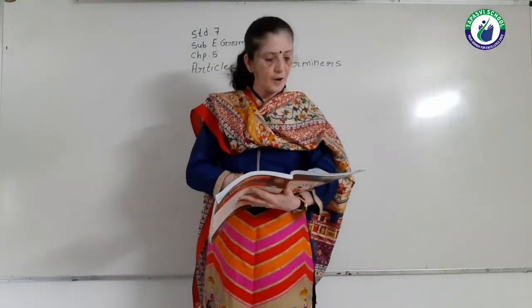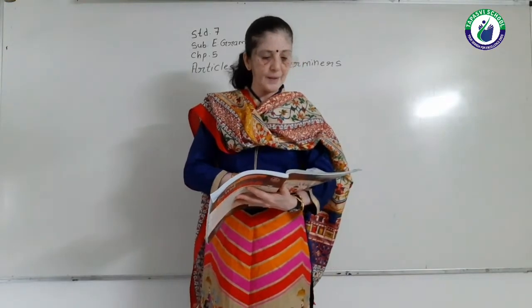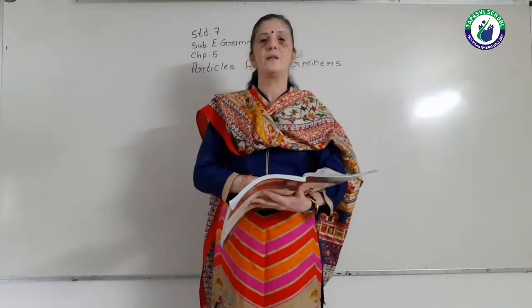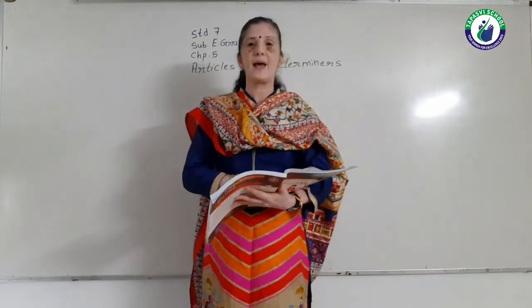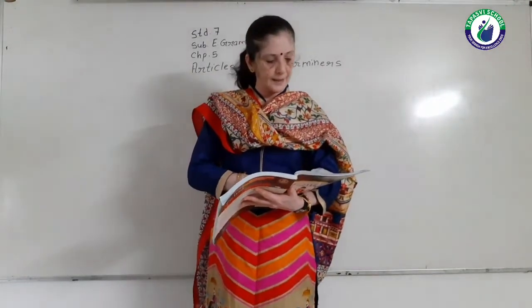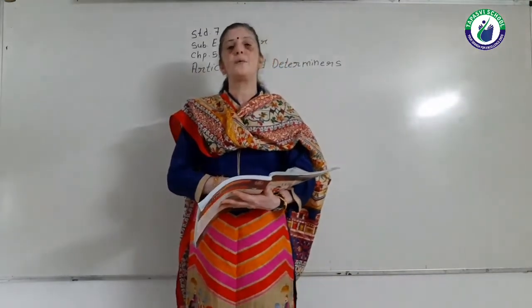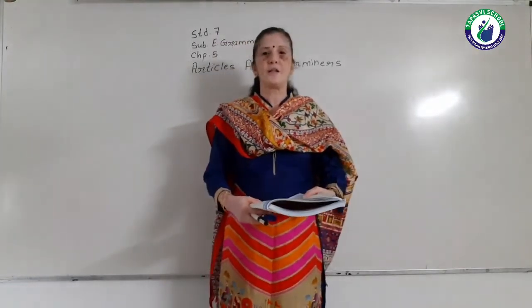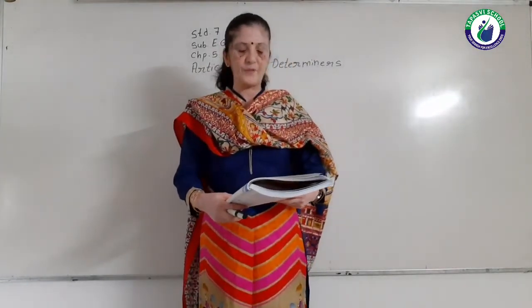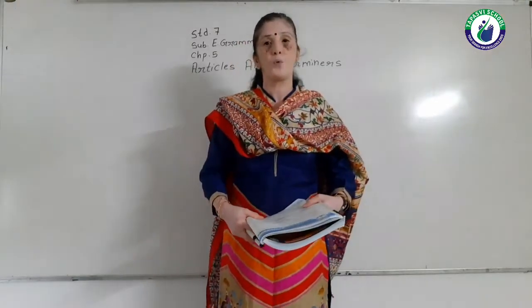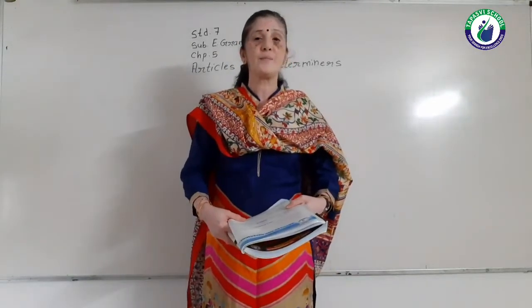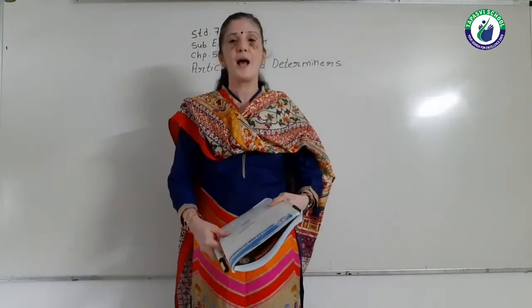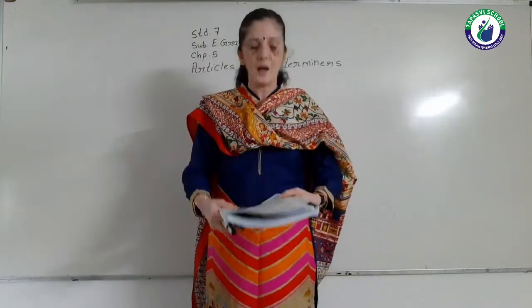It is evident from this example that determiners can be of many types. For example, article, demonstrative, possessive and so on. Now what are the features of determiners? Determiners come before nouns and point them out.